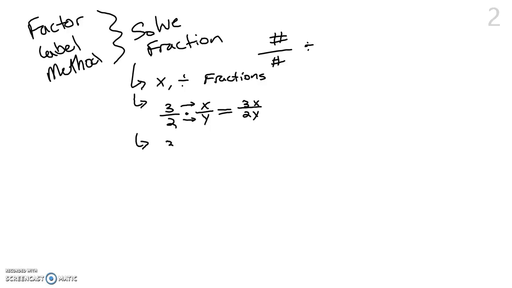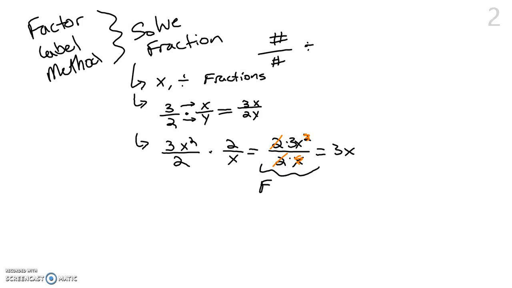Another example. 3x squared over 2, times 2 over x. Well, I'm going to be left with 2 times 3x squared divided by 2 times x. Now here, my 2's will cancel, and then I have an x that will cancel. And I'll be left with 3x. So this is the key point here.